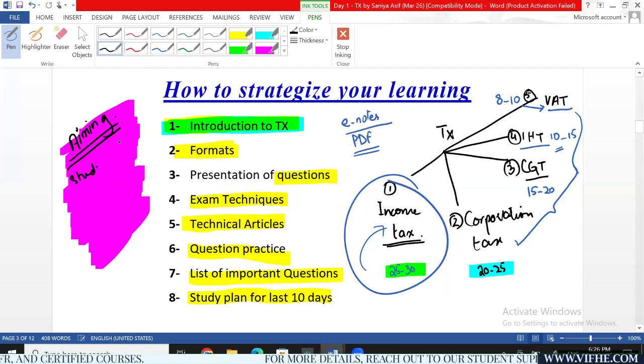a few chapters are to be read out of your study text, and precisely that should be Kaplan's study text, because that's something which we prefer as far as the taxation as well as advanced taxation syllabus is concerned.